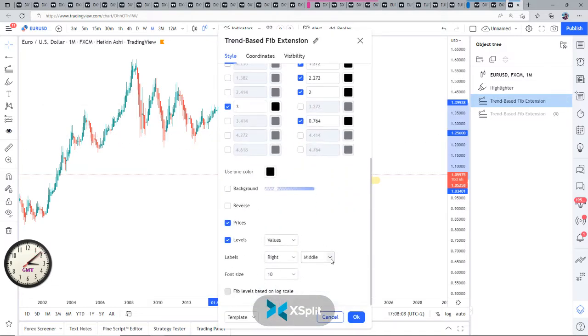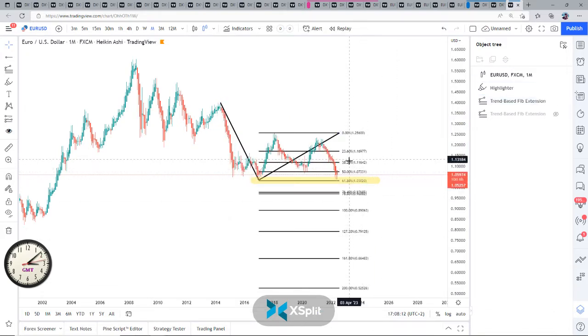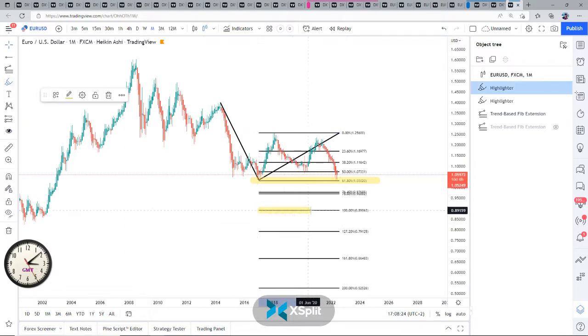So now 38.20, and so on. We stop at the 61.8, we can go to the 78.60 or the 1-to-1 extension. That would be, if we would break the 61.8, the place we would be looking at. So 0.97 something and 0.89.